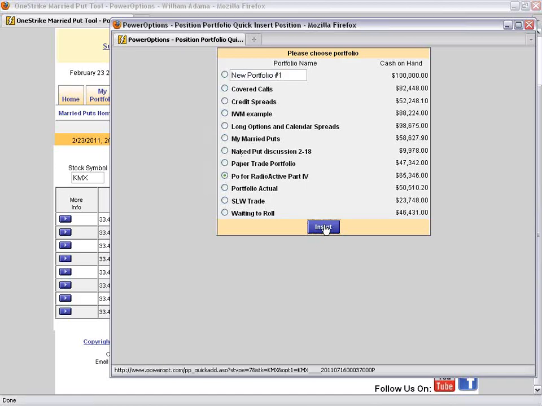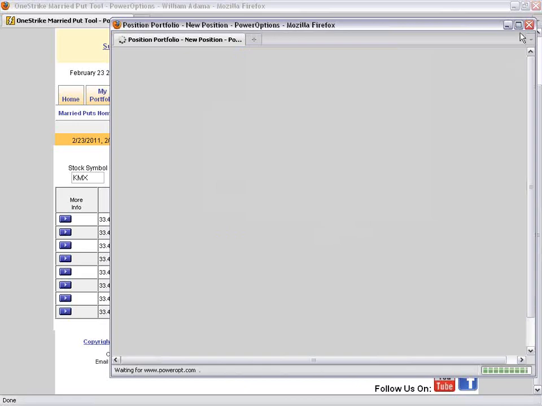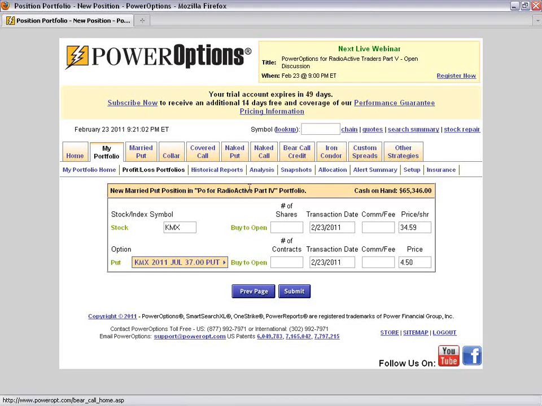Okay, but we'll do PO for Radioactive Trading Part 4. I won't put it all the way in, of course. All right, so we have CarMax. Let's say I did 100 shares, but my transaction date was February 8th. We knew the stock price was $34.39, and it was a paper trade, so my commissions were 0. Put's already selected for me, and again, I opened this on February 8th, one contract at a price of $4.30, I believe it was. Commission fee, of course, 0. So then I can click Submit.